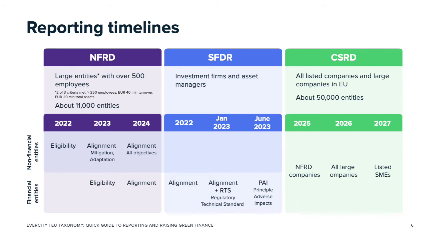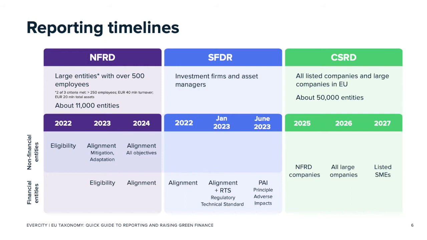Taxonomy covers 6 environmental objectives. Currently there is data for only 2 of them, and the rest will come hopefully next year. So this is what is expected. The scope of NFRD covers about 11,000 entities, so large companies with over 500 employees, and it also includes financial entities. For them, the timeline is a bit different. In 2023, they report on eligibility, and in 2024 on alignment. Credit institutions also have their separate KPIs, which will fall into place a little bit later.